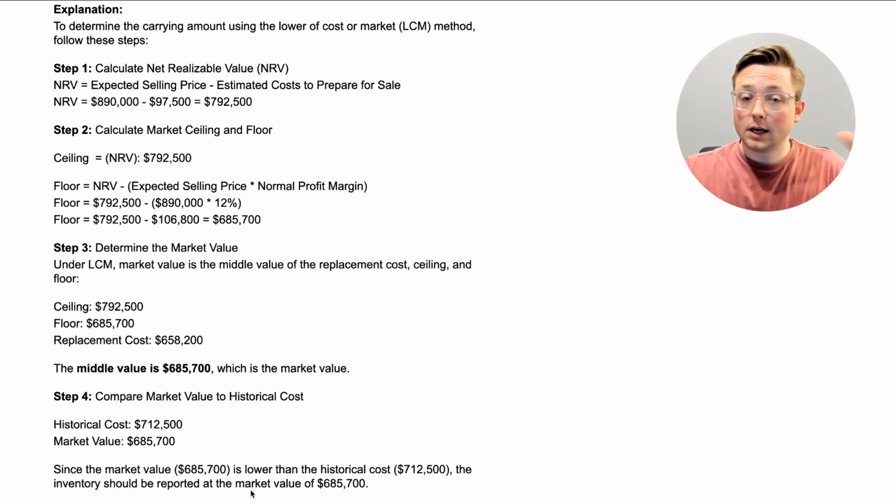So again, it's not too bad. You just need to make sure you follow the steps, figure out the net realizable value. Then using that, you can figure out the floor and the ceiling. And then you compare the floor, ceiling, and the replacement cost to find the market value. And then once you know the market value, you can compare that to the historical cost, and that will tell you what the carrying amount of the inventory should be. So with that, I think you probably know how to do this. So now let's go to the next question.